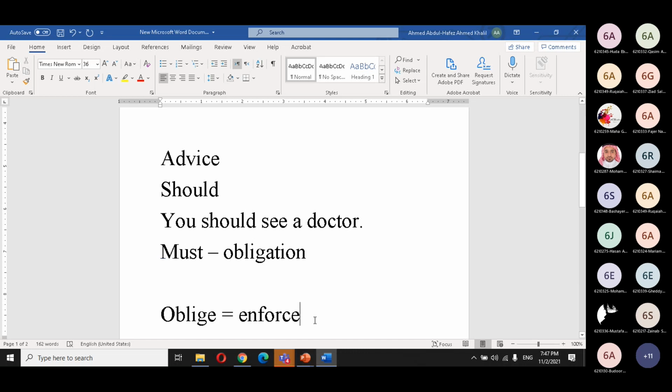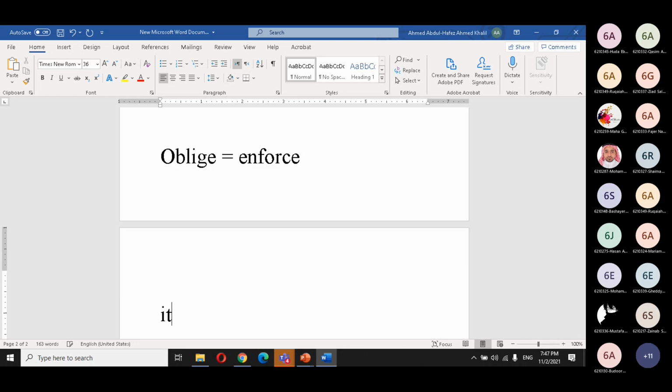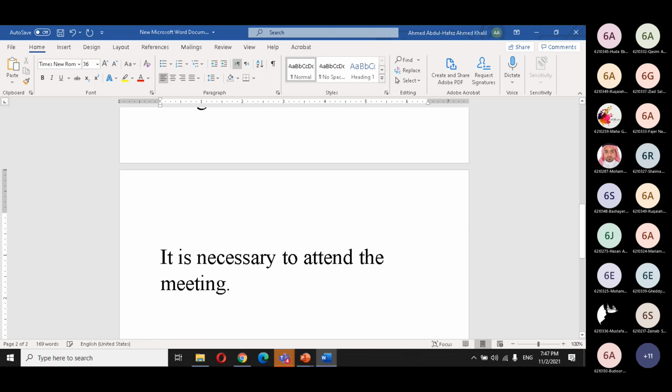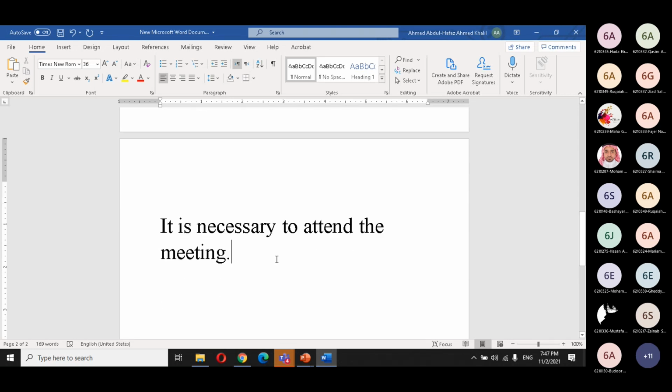Okay, so maybe you can have a sentence like this: it is necessary to attend the meeting. لو جات لكم جملة زي دي it is necessary to attend the meeting، وين المطلوب؟ Use must. Yes, you must to be. Use must. How to write the sentence? لا، هنا it is necessary to attend the meeting.